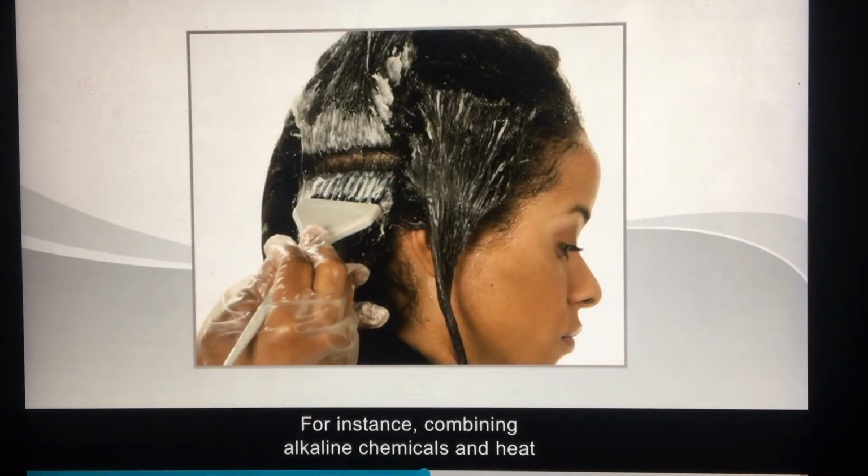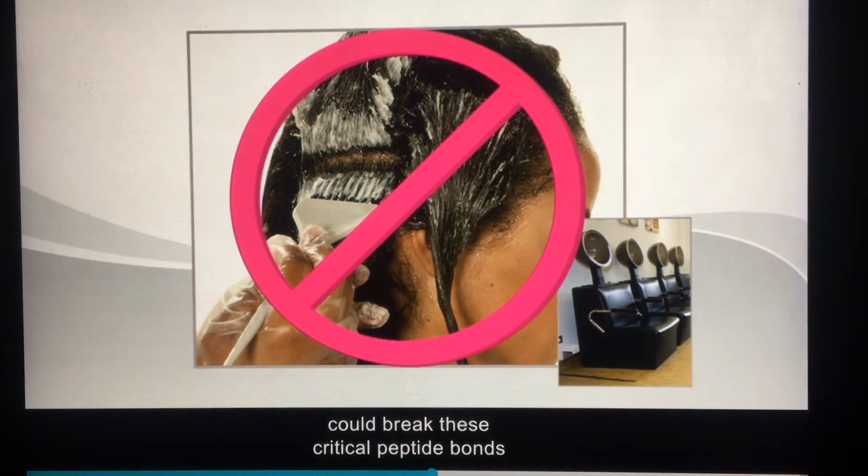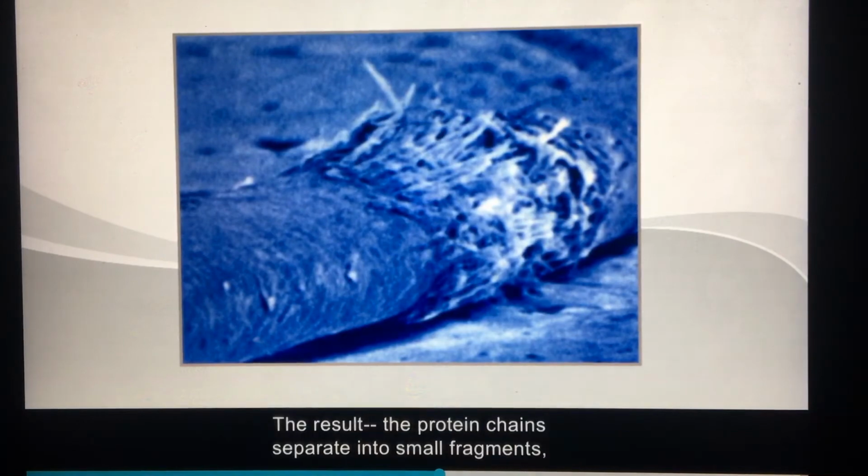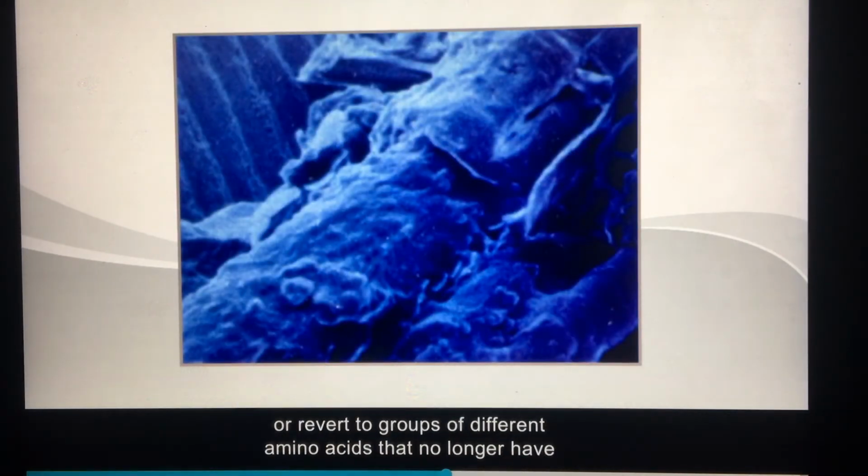For instance, combining alkaline chemicals and heat could break these critical peptide bonds and destroy the protein structure. The result? The protein chains separate into small fragments, or revert to groups of different amino acids that no longer have the characteristics of hair.